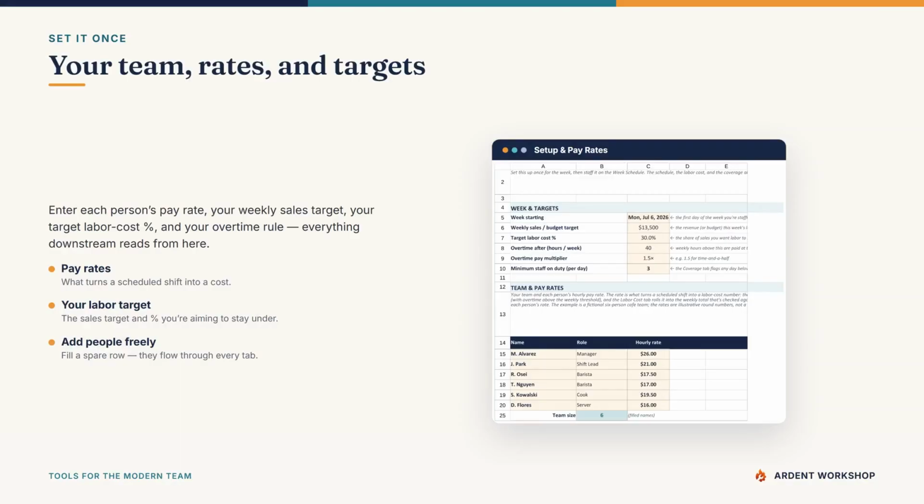It starts on the Setup tab. You enter your team and each person's hourly rate, the week you're planning, your weekly sales or budget target, the labor cost percentage you're aiming to stay under, and your overtime rule. You also build a small shift library, your own opening, mid, and closing shifts with the times and breaks. Everything downstream reads from here.